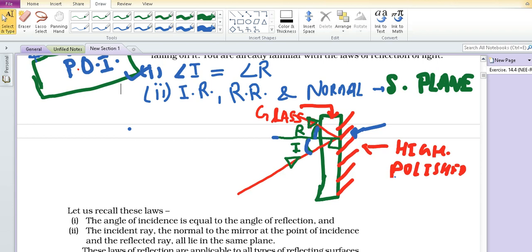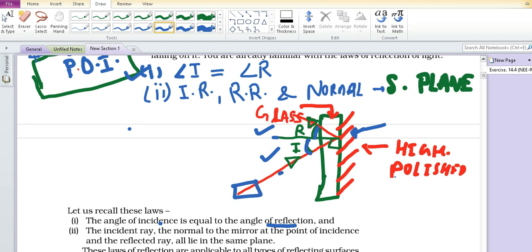So here it is. Let us recall these laws. The angle of incidence is equal to the angle of reflection. The second law concerns the incident ray. This is the incident ray.